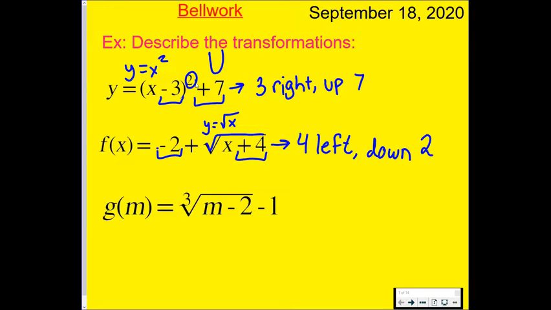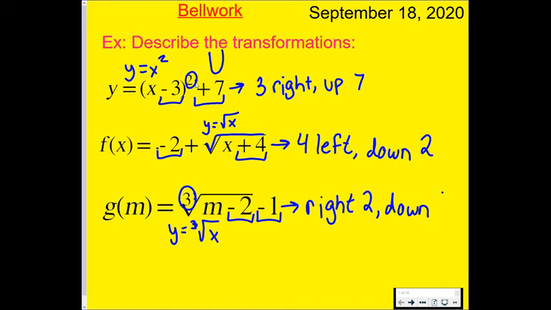Last one, g of m equals the cube root of m minus 2, minus 1. This is a cube root function because it's got the cube and the root. So we know that looks like y equals the cube root of x. What things did I add to make it different? Well, one thing I did is I subtracted 2. Remember, that tells me to go right 2 units. And the minus 1, since it's on the outside of the root, that tells me to go down 1 unit. And you could sketch a graph of each of these, just knowing what the parent function looks like and knowing the transformations I gave to you.